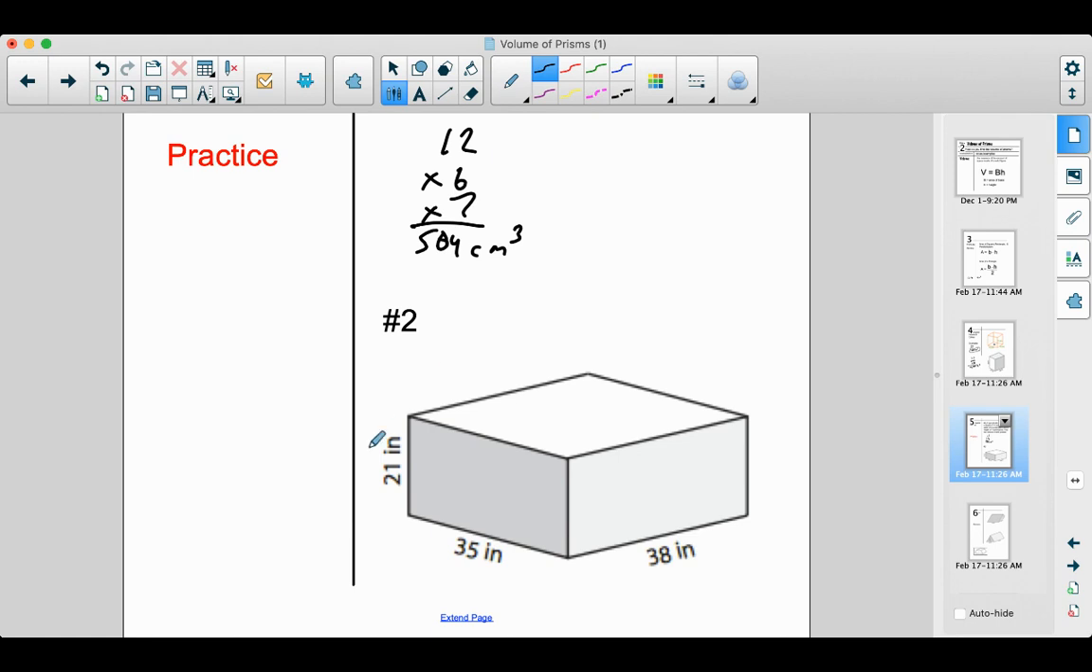All right, welcome back. If you multiply these three numbers, 21 times 35 times 38, you should get 27,930. This would be in inches cubed. That is the volume.